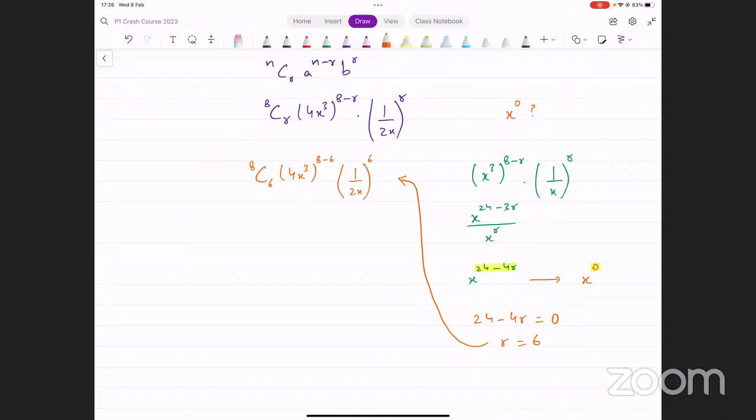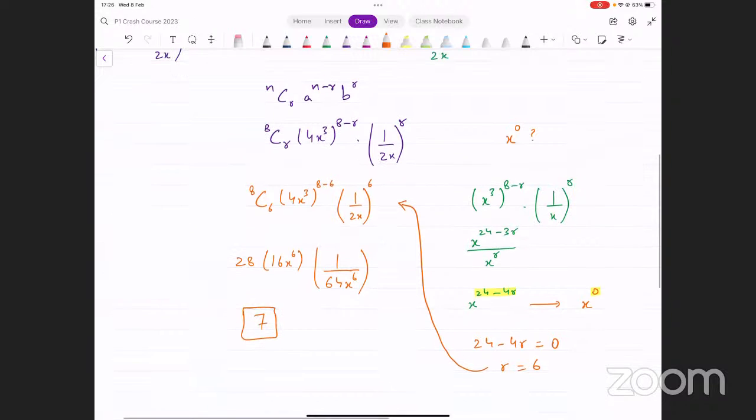Let's simplify everything. 8c6 we found earlier, this was 28, and you have (4x cubed) whole raised to power 2, which is 16x raised to power 6. In the denominator, you got 64x raised to power 6. Simplify all of this, and that is going to give you 7.